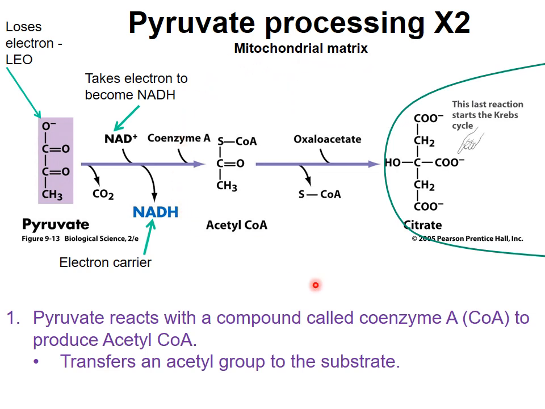So remember where it happens within the mitochondrial matrix. And what we see as the first stage is that the pyruvate from glycolysis reacts with a compound called coenzyme A, CoA, to produce what is known as acetyl coenzyme A. Basically, there's a transfer of an acetyl group to the substrate. What is the substrate, you ask? Well, that is the pyruvate in this instance.